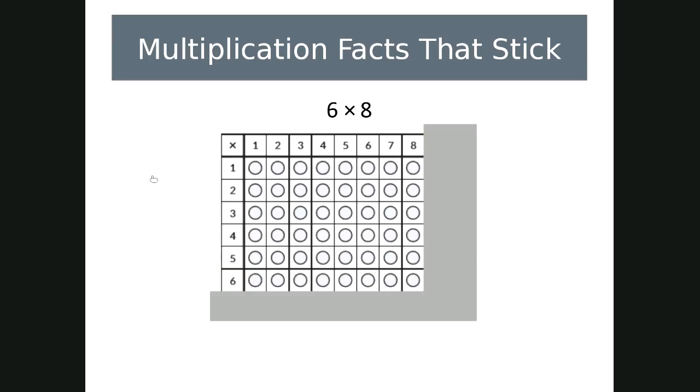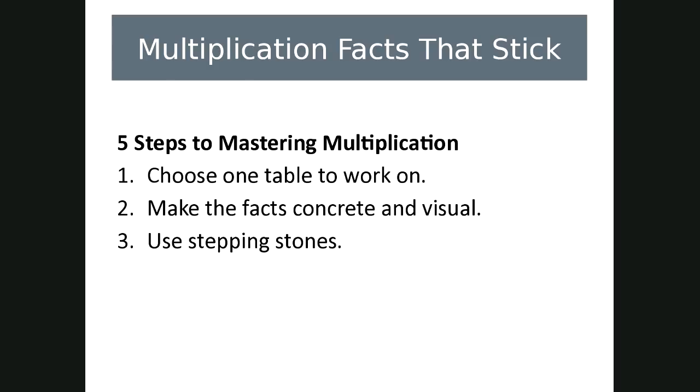So this is this step now. We've picked a table to work on. We have made it visual and concrete with the dot array. And then the next step is to use stepping stones to figure out the answers. And this is really one of the most important parts of this process. If you think about stepping stones when you're out for a hike, stepping stones are those little stones in the river that you can take little steps to get across the river instead of trying to cross the whole river in one giant leap.